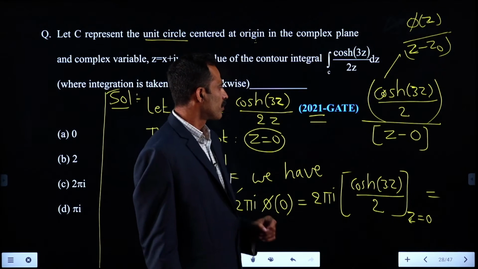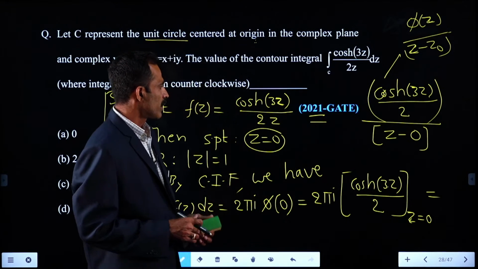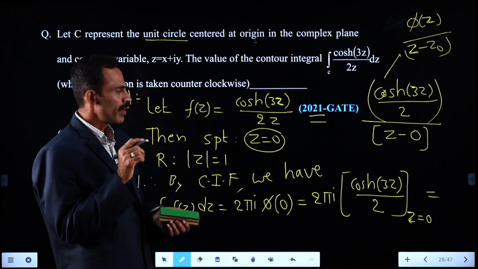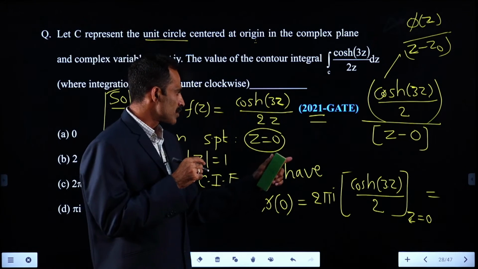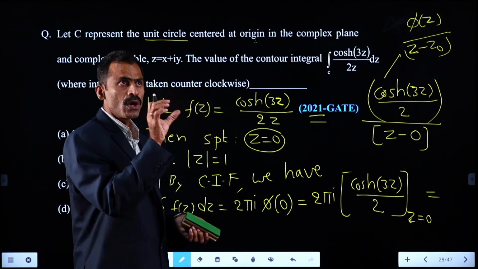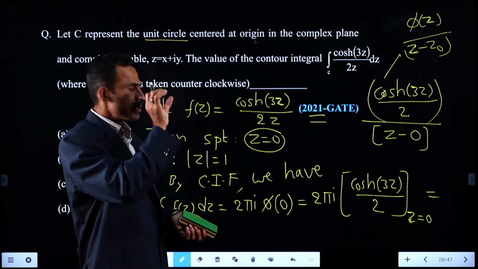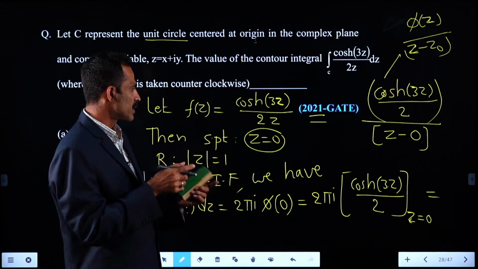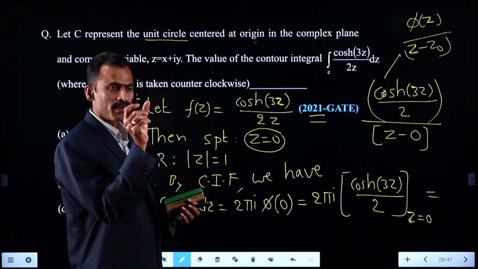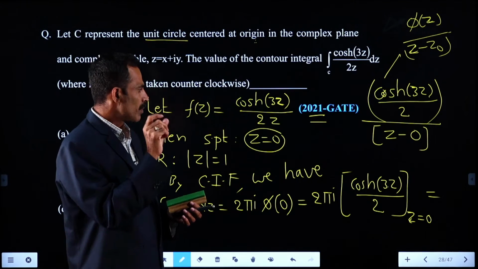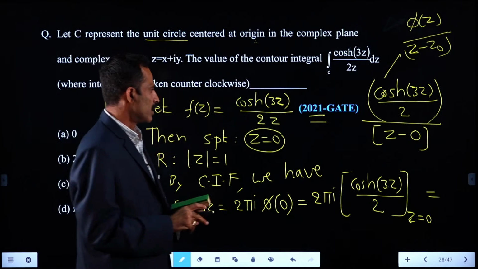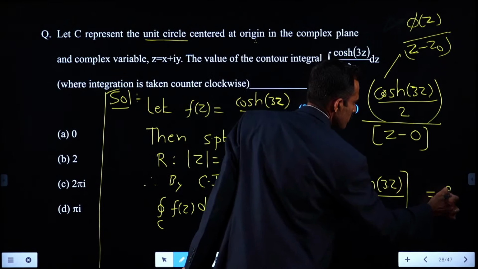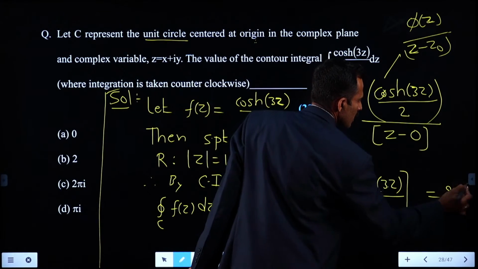cos h 0 is 1 because cos hyperbolic x is e power x plus e power minus x by 2 only. When you substitute 3z in place of x, cos h 3z equals e power 3z plus e power minus 3z by 2 only. When you substitute z equal to 0, that becomes 1 plus 1 by 2, 2 by 2 is 1. So its value is 1 into 2 pi. So answer is 2 pi.